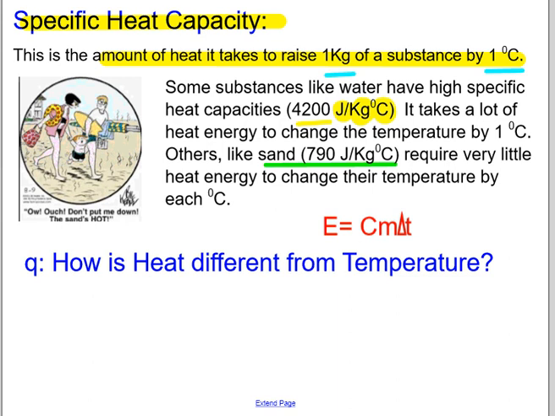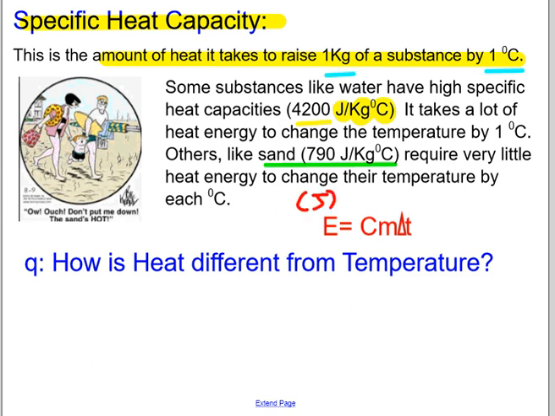For every 790 joules of energy the sand received, it went up by a degree. But the same amount of water did not raise its temperature by a degree until it had acquired 4,200 joules, almost 5 times as much. The same thing happens in reverse at night. It takes the water a loss of 4,200 joules for the temperature to drop by a degree, but the sand will drop by a degree every time it loses 790 joules of heat energy. So this is why water heats up slowly but cools off slowly, and sand heats up quickly and cools off quickly.